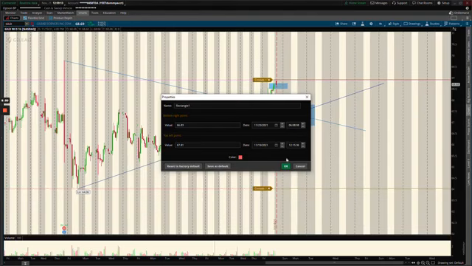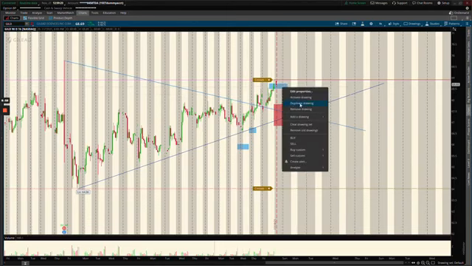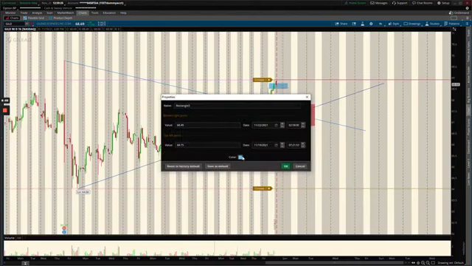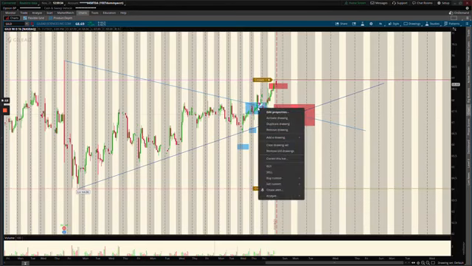First thing in a triangle we're looking for is where the points meet. Second thing we're looking for is a breakout. Third thing we're looking for is a retest of that level.